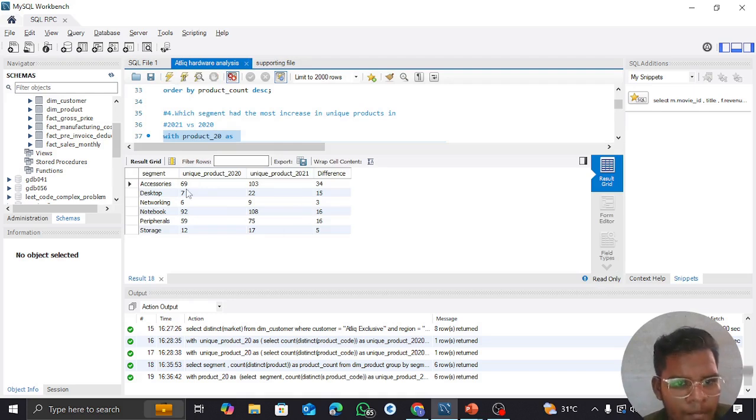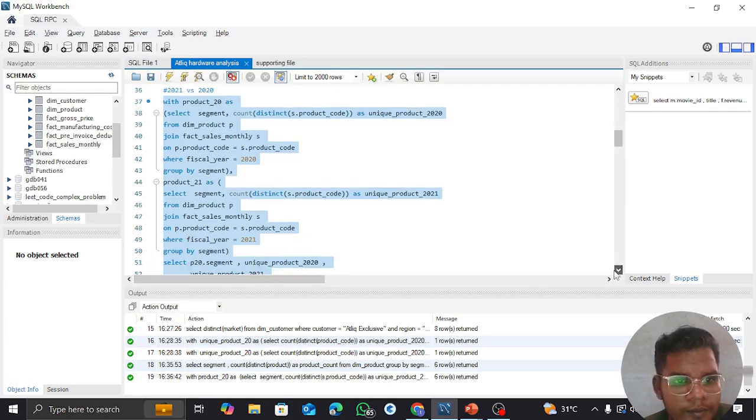See, the unique products is 69. Here 69, 103. The difference is 34. Like the things the query is running. I just explained that query.